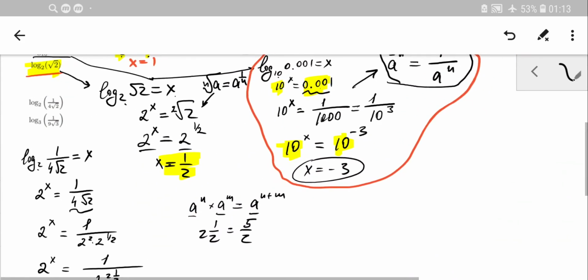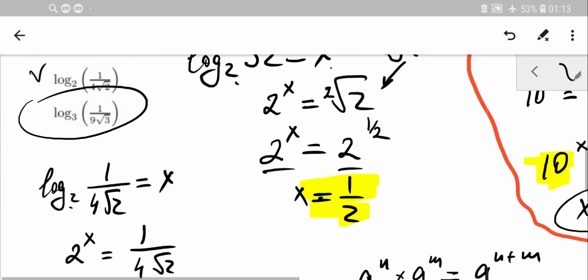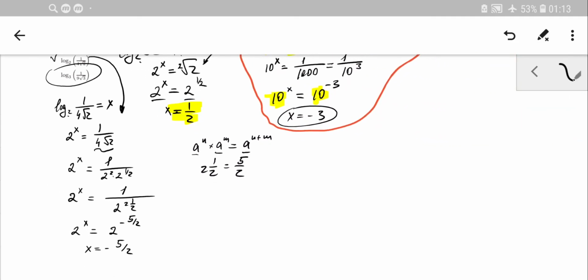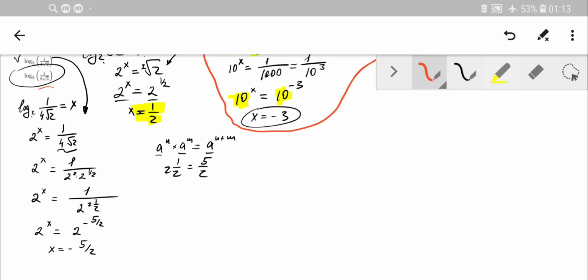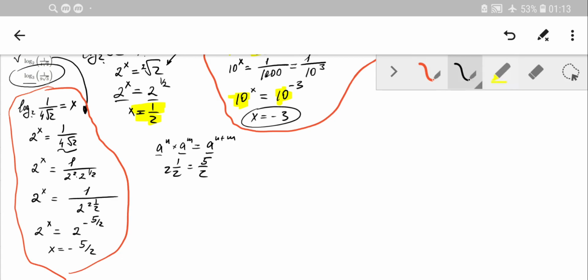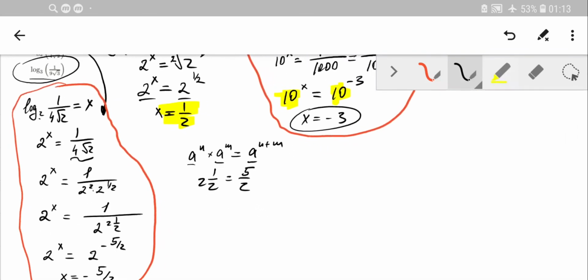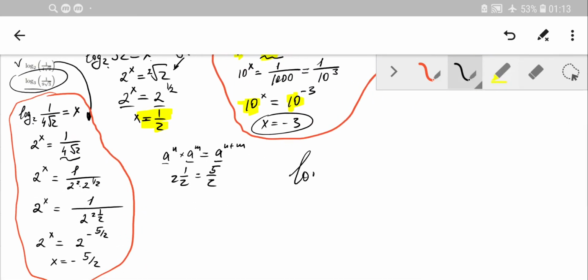Okay, so we've done that, and let's take the last one. That was the answer, it's a bit messy, however, for those who tracked that, you understand what's happening. And let's take this, the last one. So we have log base 3 of 1 over 9 square root of 3. So that works in the same manner.